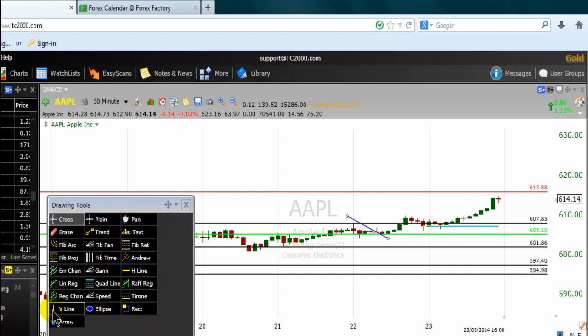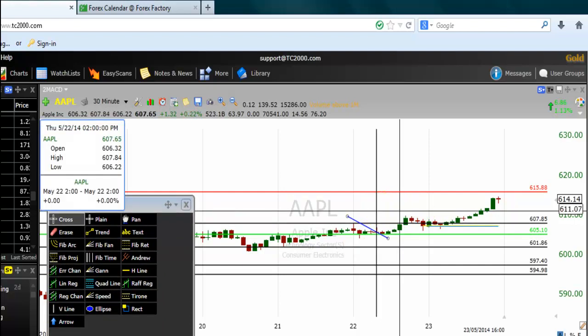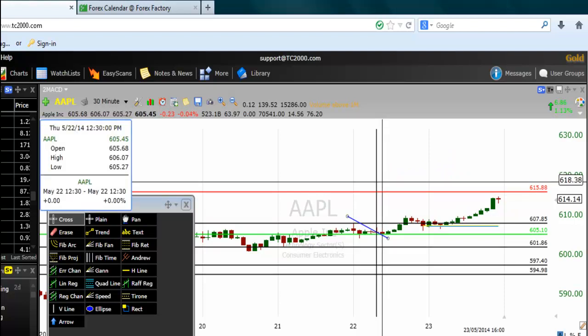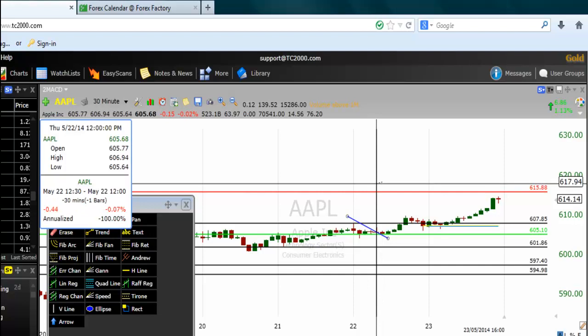Okay, let's see. We are looking for the 12 p.m. Okay, here, this one, exactly this one, you see. Can you see? Thursday, 5th, look on the top left-hand corner, the 5th, 22nd, okay. The year is 14 and 12:00 p.m. That's exactly the time when London did close.